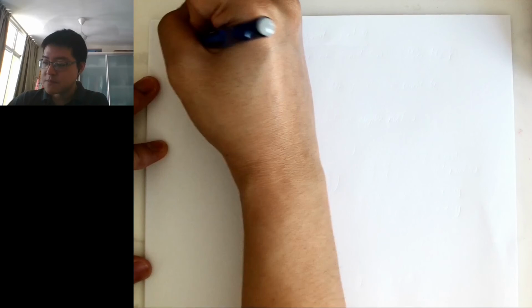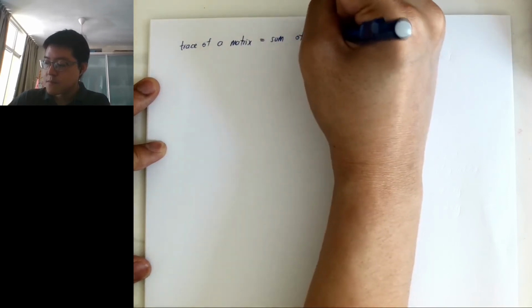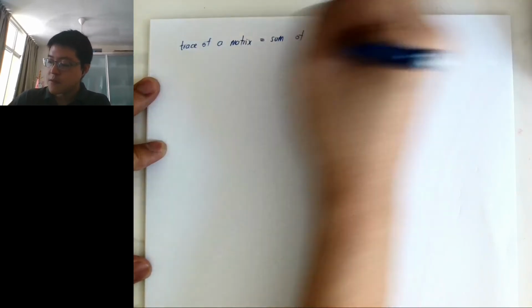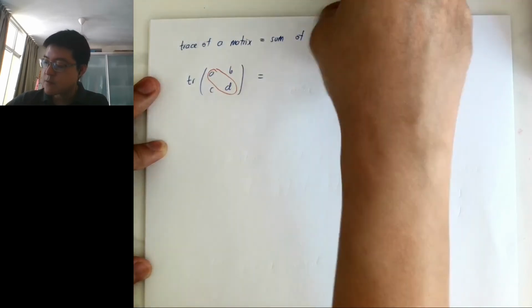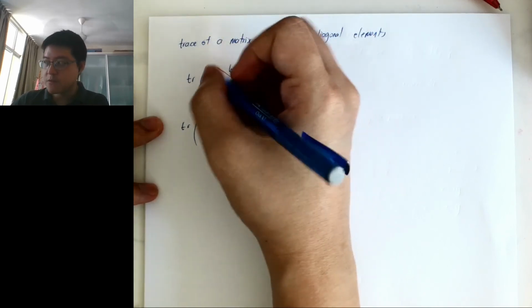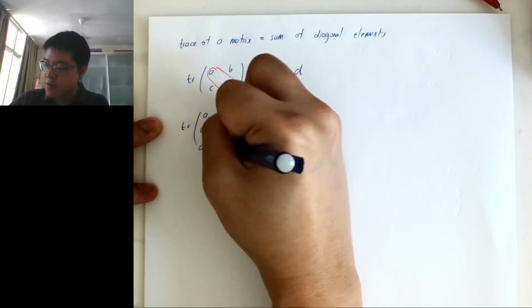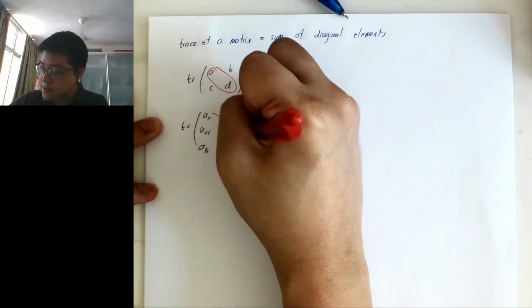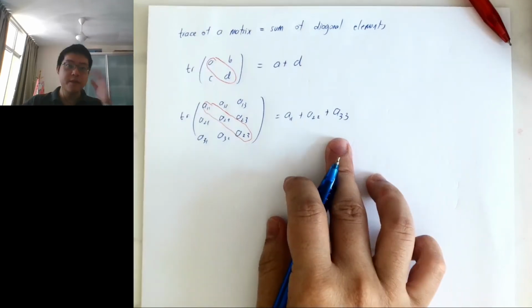I forgot to say something, because you haven't learned the trace. Someone mentioned the trace of a matrix last time. If I take the trace of a 2 by 2 matrix with entries A, B, C, D, trace means you do this. Even if it's a 3 by 3 matrix, with entries A11, A12, A13, A21, A22, A23, A31, A32, A33, trace means you do this: it is A11 plus A22 plus A33. So that is what is meant by the trace.